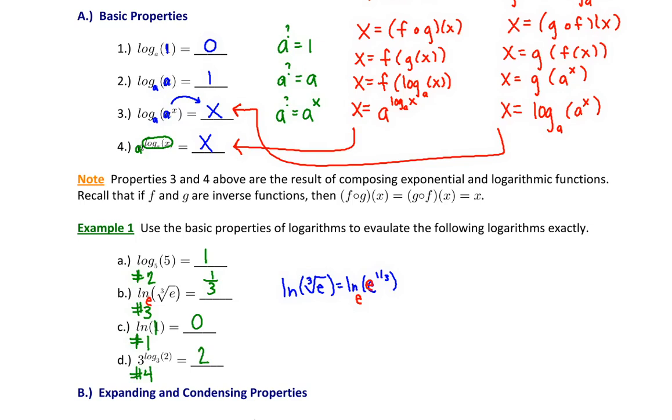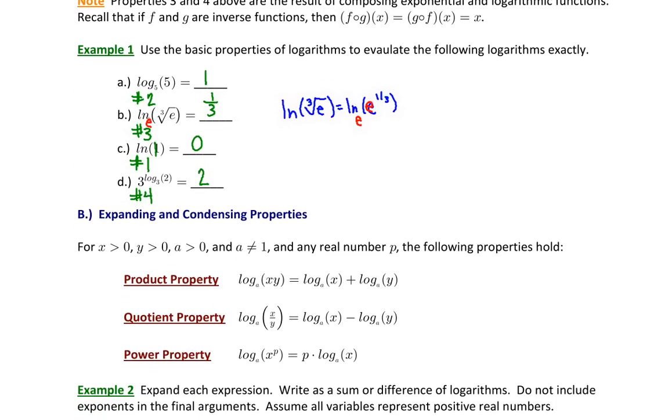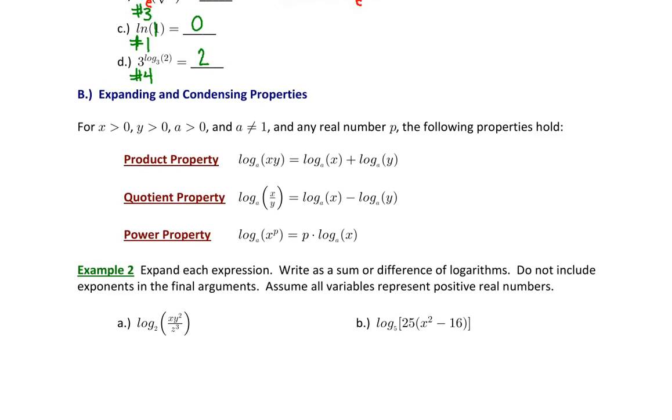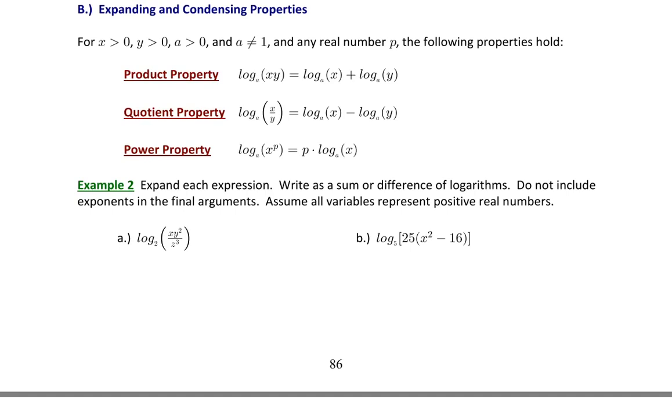Each one of those problems you could certainly type into your calculator to verify the value. But being familiar with those properties, again, will be beneficial when we need to quickly simplify terms in an equation. Beyond those basic properties, we also have expanding and condensing properties, which are a little bit more challenging. We're going to look at 3 varieties of expanding and condensing properties: the product property, the quotient property, and the power property. Now, all of the arguments of our logarithms are going to be assumed to be positive, and we're going to be dealing with a base a that's positive and not equal to 1.